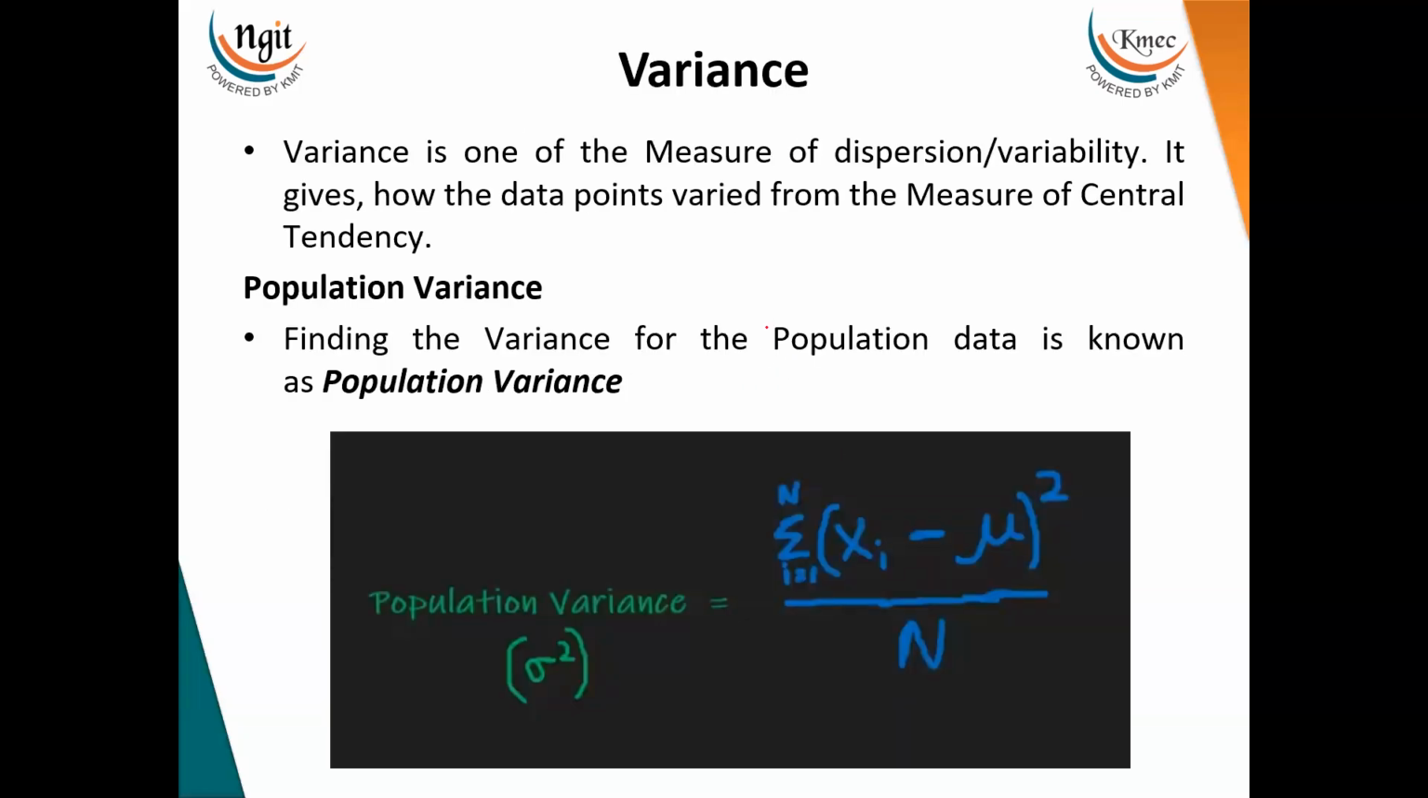Coming to variance. Variance is one of the measures of dispersion or variability. It gives how the data points vary from the measure of central tendency. Finding the variance for the population data is known as the population variance. As already discussed, population variance is given by sigma square, which is equal to the sum from i equal to 1 to N of (xi minus mu) whole square, divided by N. Here mu is the mean, N is the total population, and xi is the given value in the data set.